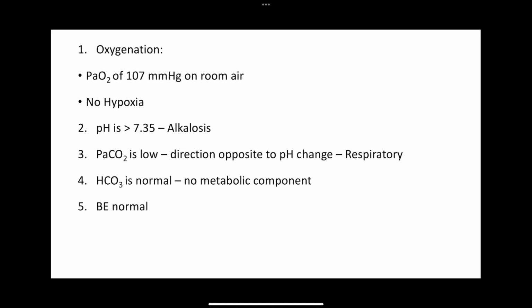Compensation would involve much more significant reduction in HCO3. Here, bicarbonate is at the low end of normal, so it does not represent compensation. So, interpretation is respiratory alkalosis.